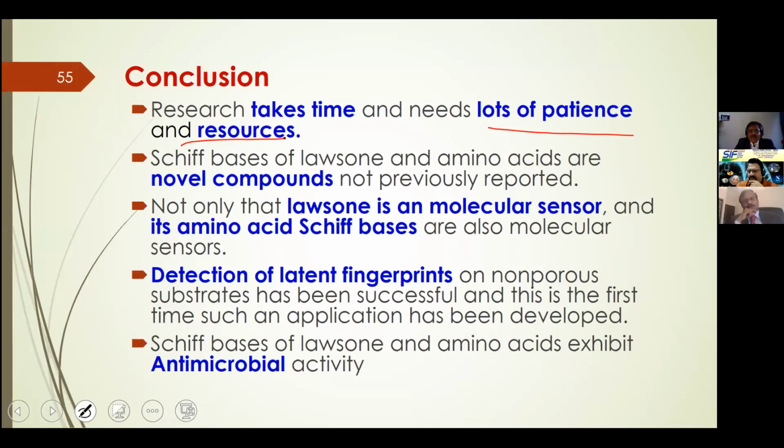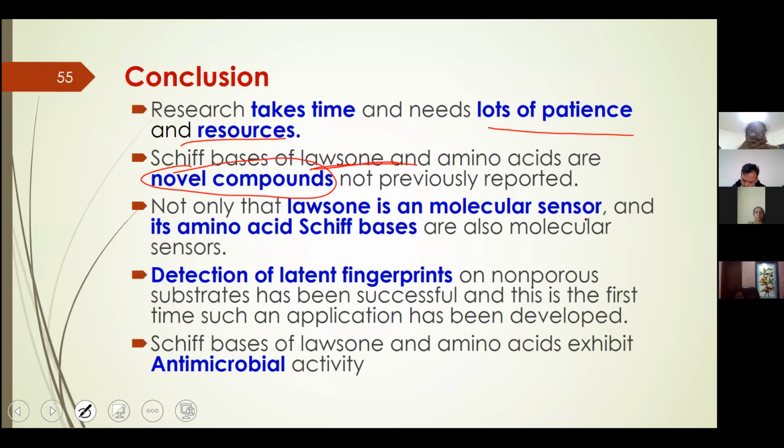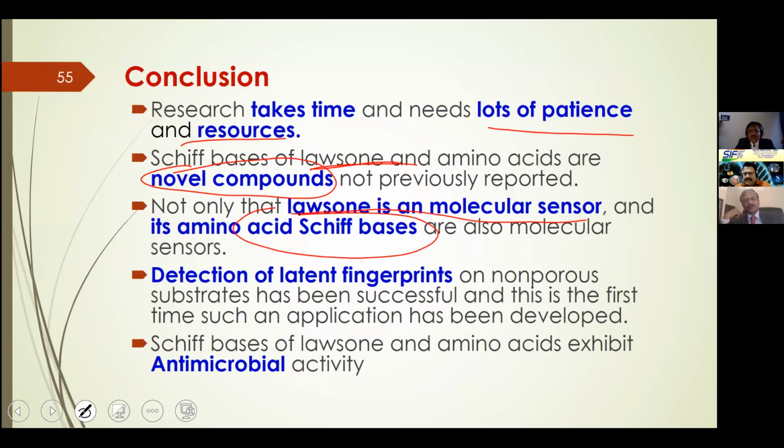So I showed you that Lawsone that comes from the henna plant is really a novel compound. And when you combine that with amino acids and create those Schiff bases, they themselves are novel compounds. Not only is Lawsone a molecular sensor, even the Schiff bases we create are molecular sensors. Some of them are really unique. The example that I showed you is very specific for cyanide detection.